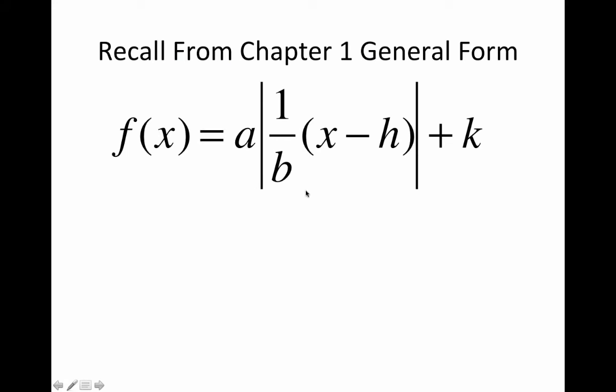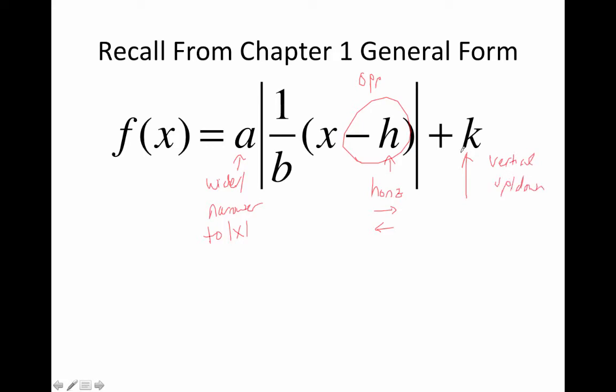So for starters, let's just recall that general form that you looked at in chapter 1. Remember some of these things and what they stand for. We had that A out in front. That tells us how wider or narrower the graph is compared to the general absolute value of x parent. Remember, h gives us that horizontal shift, either to the right or to the left. And remember, because it's minus h, it's always going to be opposite of what you see. Remember also, k gives me the vertical shift, up or down.